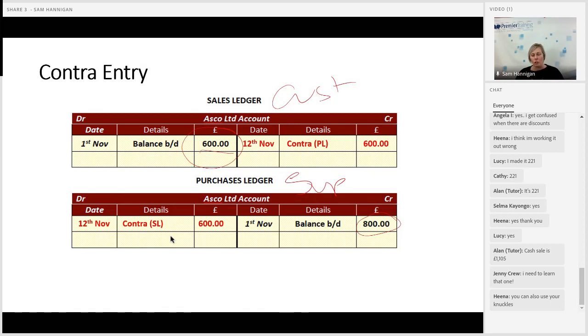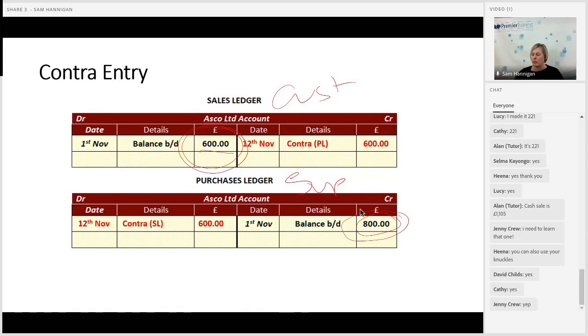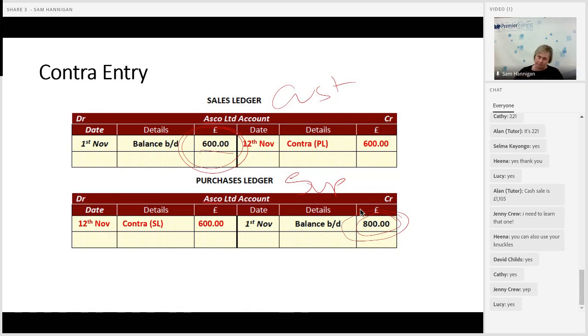So all you're doing, remember, is it's got to be the lowest amount. As much as you'd like to write off 800, 600 and 800 are different figures, so you can't do that. Does that make sense? I'm trying to simplify it because sometimes you can read too much into this. Okay, fantastic.